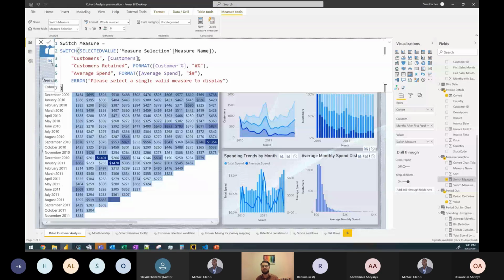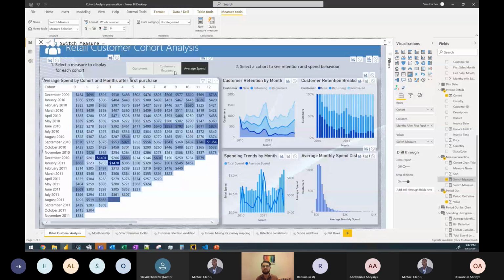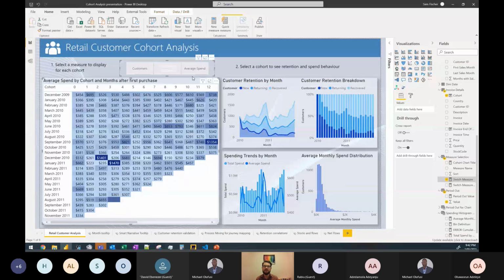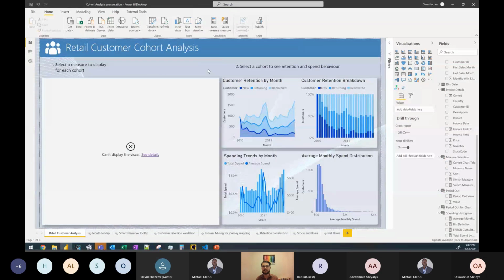What's really useful, and not everyone does this with their switch measures, is a technique for error handling: adding an error in case you don't have anything selected, or you have multiple selections. If I want to view both average spend and customers retained, I've set it up so you can't do that. But if I don't have anything selected, I can temporarily delete this. If there's no measure selected, it's going to return this error telling me to please select a single valid measure. So that's a useful little thing you can add as well. I'll just undo that now.